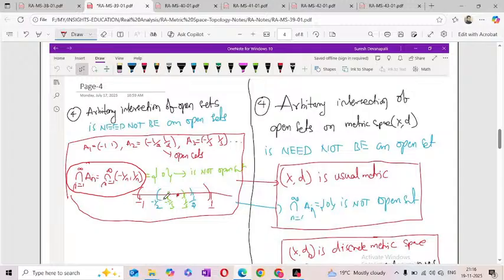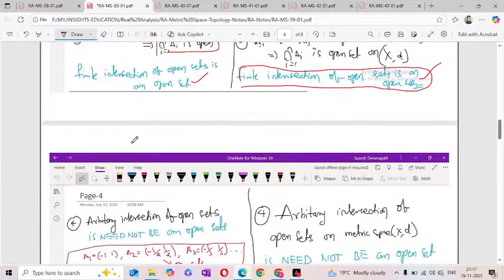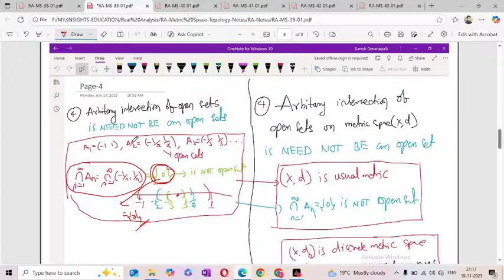The arbitrary intersection here gives the intersection over n equal to 1 to infinity of (minus 1/n, plus 1/n). Now this arbitrary intersection gives only a single term set. Here each and every set is an open set, but the intersection is not an open set. That means the conclusion is the finite intersection of open sets must be an open set, but the arbitrary intersection of open sets need not be an open set. Same in the metric space, it also satisfies the same.